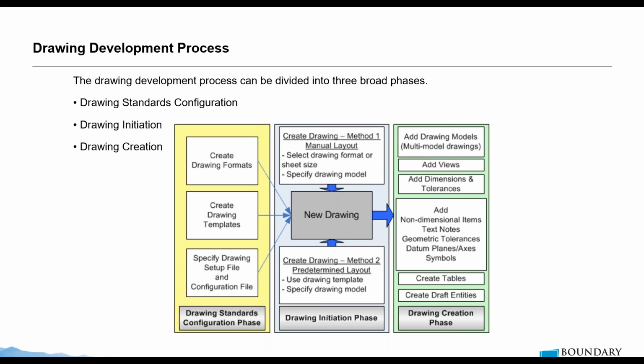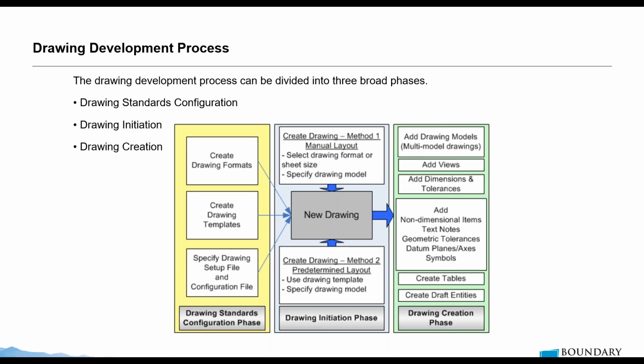Let's say, for instance, if you're working with sheet metal products, you want a certain configuration. If you're working with plastic injection parts, you want a specific configuration. So then that configuration phase is very important, and it will make your life a lot easier as soon as you start creating your drawings.